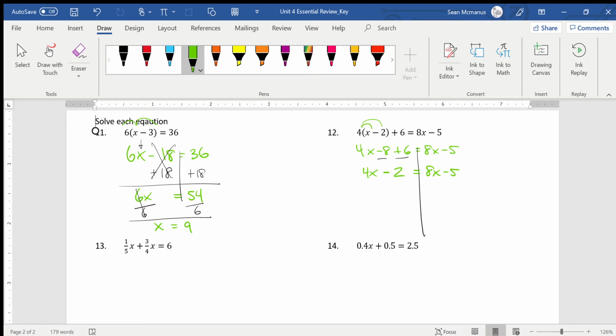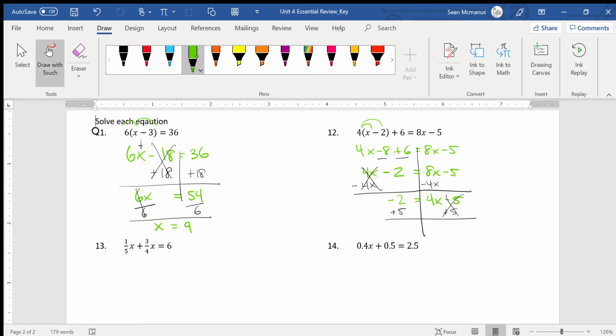So now I've got it with an x term and a constant on each side. I'm going to get all the x's on one side, so I'm going to choose to subtract 4x. Get rid of those. And I have negative 2 equals 8 minus 4 is 4, so 4x. Then I have to get the x term all by itself, so add the 5 to get rid of this.